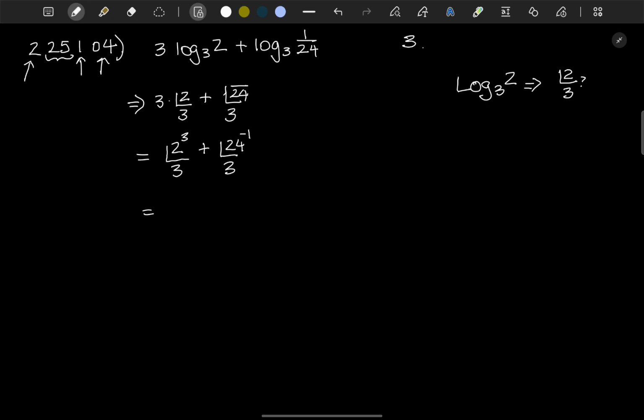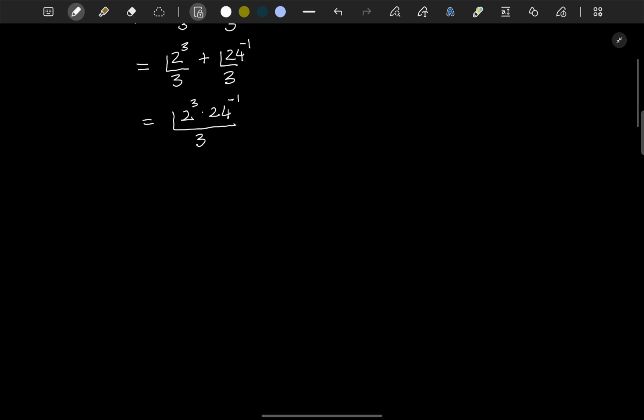Okay, now do you remember when you have 2 logarithms that are added, then we can multiply the subject of the logarithm, i.e. the 2 to the 3 and the 24 to the minus 1. So we get log 3 of 2 to the 3 times 24 to the minus 1. Okay, well, 2 to the 3 is 8, yeah? So that's log 3 of 8 over 24.